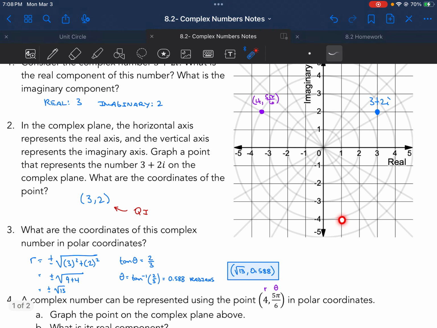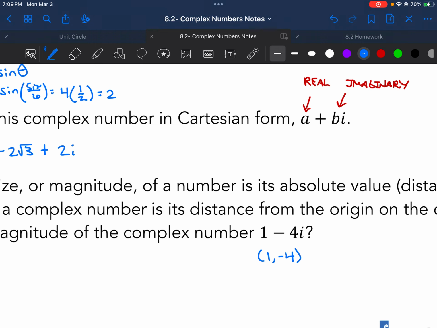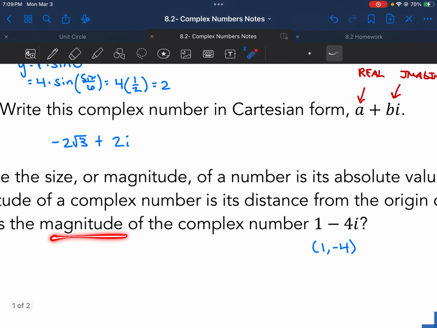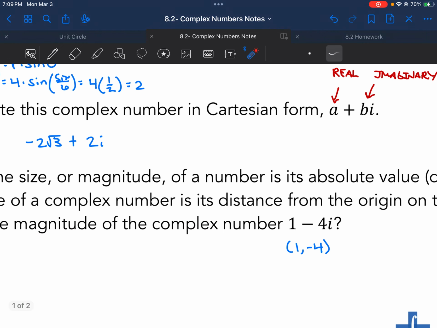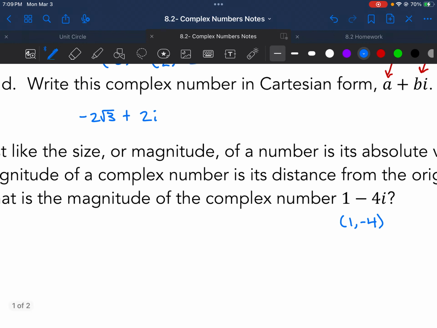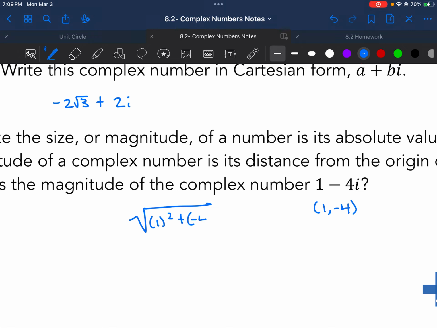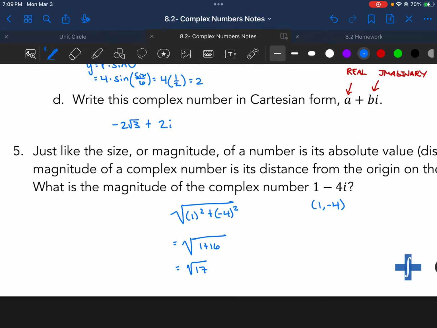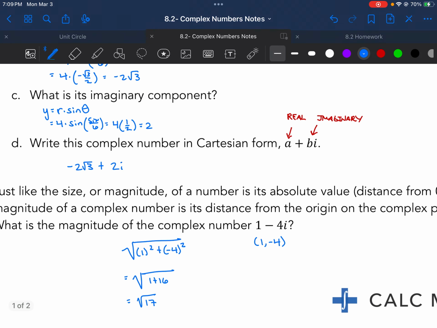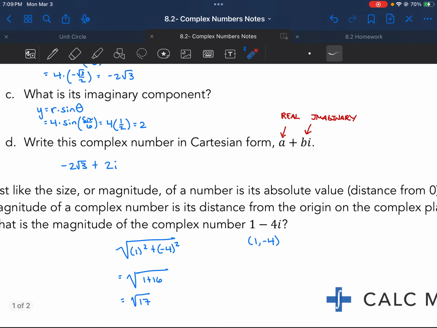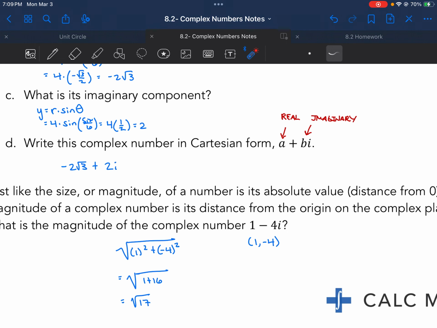Now, taking that as an x and a y, we can find the magnitude of the complex number, which would be the same thing as finding the r value, the distance from the origin. So we can say square root of 1 squared plus negative 4 squared, which equals square root of 1 plus 16, or root 17. So this complex number, 1 minus 4i, which can be represented as the rectangular coordinate 1, negative 4, when graphed on the complex plane, would be square root of 17 away from the origin.